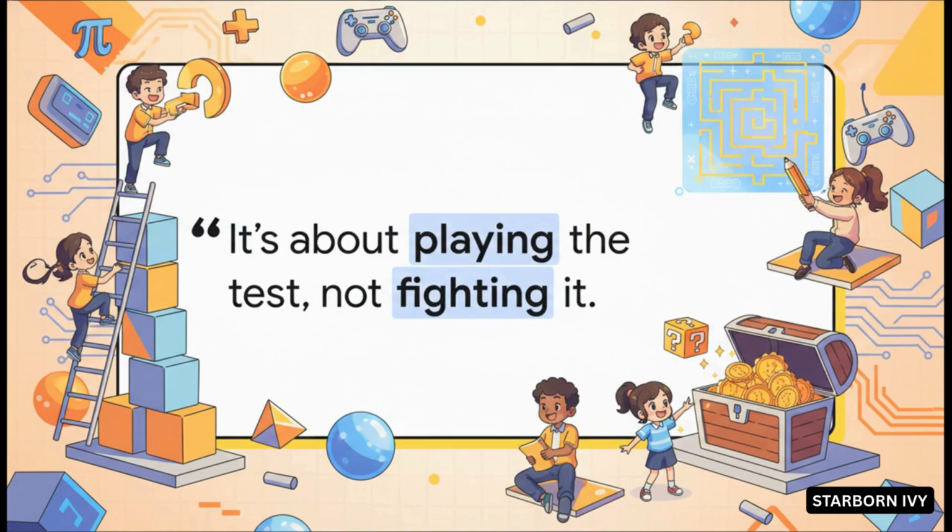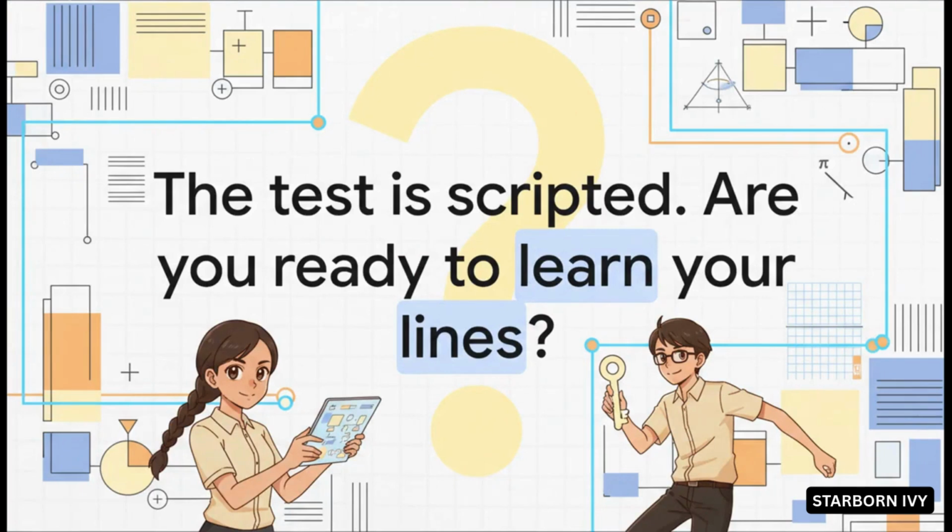And that really brings us to the core idea of all of this. Success on the SAT math section comes from understanding its structure, recognizing its traps, and using the tools it gives you. It's about playing the game by its own rules, not trying to fight against it with brute force. Once you see the patterns, the test stops feeling random and it starts feeling, well, scripted. It asks the same kinds of questions, it sets the same kinds of traps, and it rewards the same strategies over and over again. So the only question left is, are you ready to learn your lines?